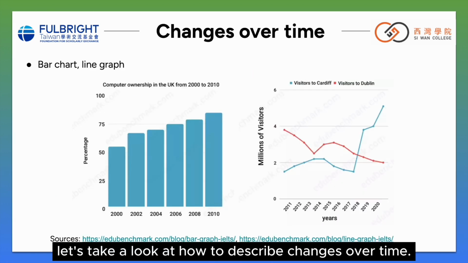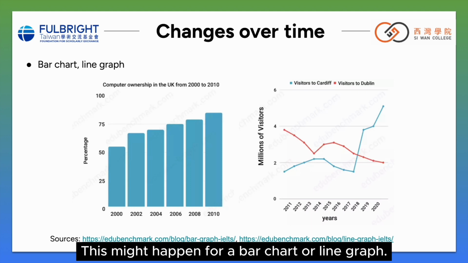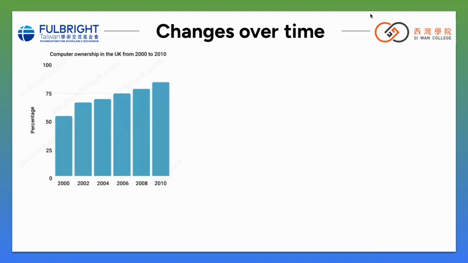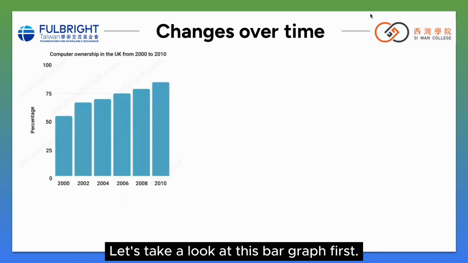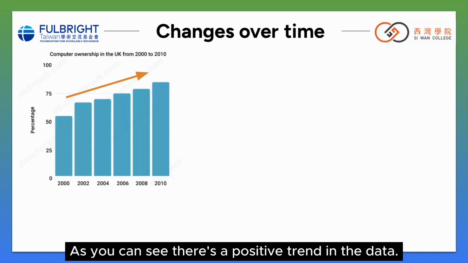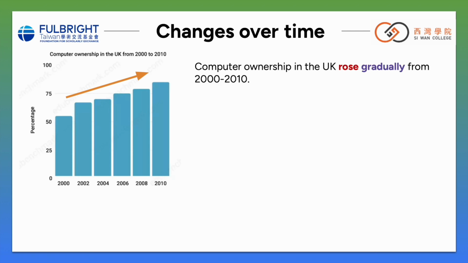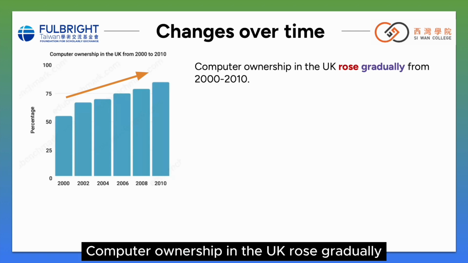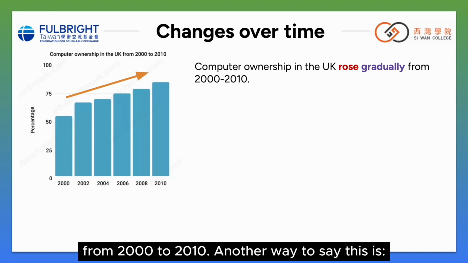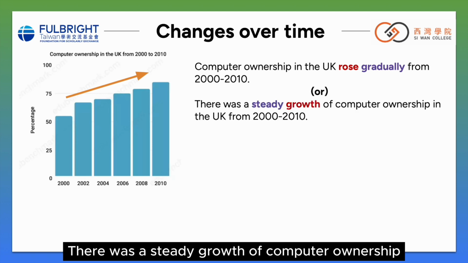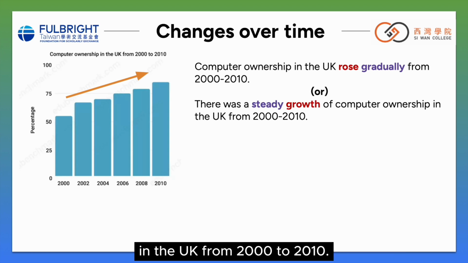Now let's take a look at how to describe changes over time. This might happen for a bar chart or a line graph. Let's take a look at this bar graph first. As you can see, there is a positive trend in the data. You can say, computer ownership in the UK rose gradually from 2000 to 2010. Another way to say this is, there was a steady growth of computer ownership in the UK from 2000 to 2010.